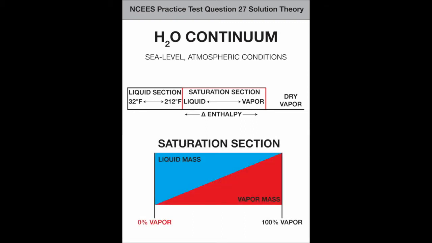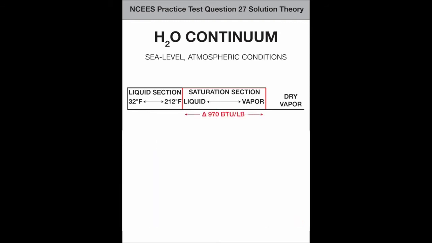At the one extreme end of the saturation region, you've got saturated pure liquid H2O with 0% vapor in it. And at the other extreme is saturated pure 100% vapor. This point is also called dry steam. Whatever H2O is in the pound here is completely invisible. It's not foggy or cloudy. And no amount of liquid condensate is in it. This section spans 970 BTU per pound roughly.